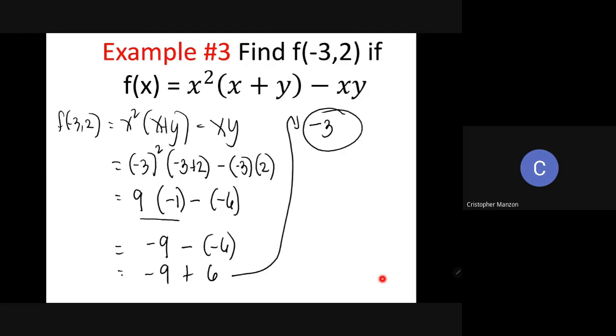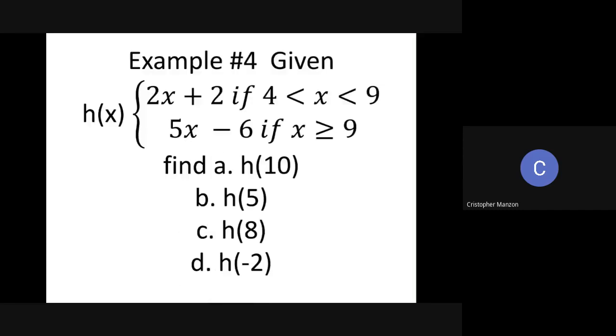So Andrea and Christopher Manzon was right na negative 3 yung sagot. The next one is a function which is called a piecewise function. So when you say piecewise function, from the name itself, it's pieces. So h of x is equal to 2x plus 2 if.